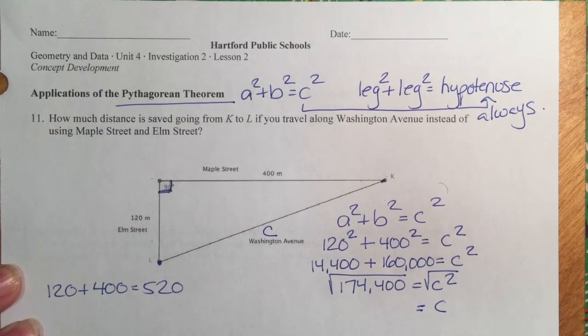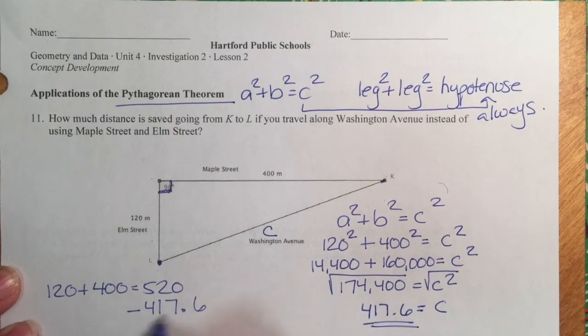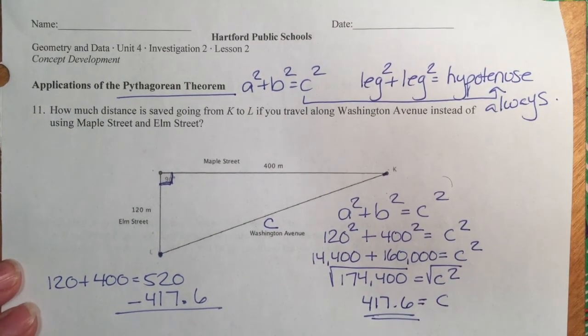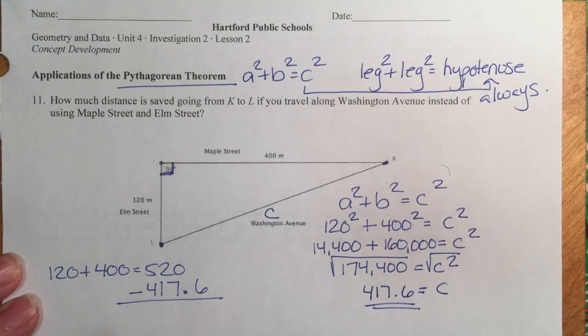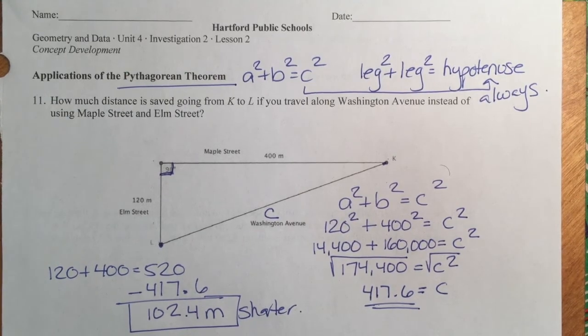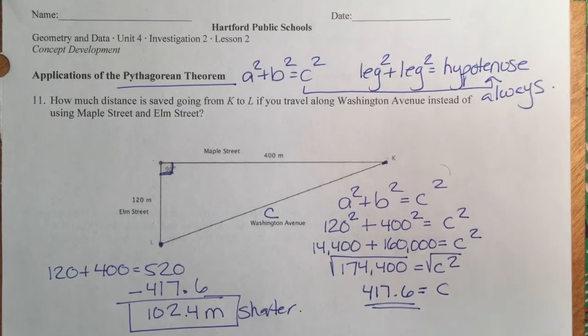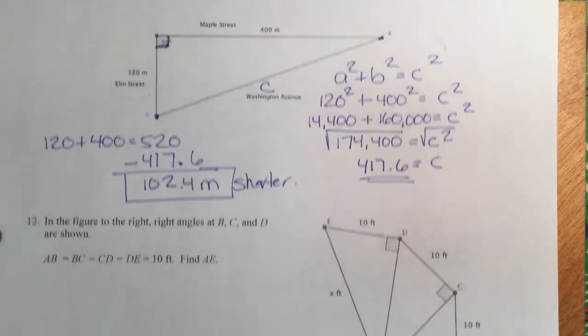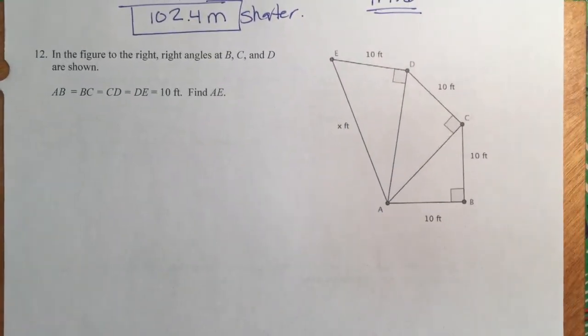C, when you square root 174,400, is 417.6 meters. That is much shorter than 520. Let's see how much shorter it is. You just subtract. If you subtract 520 minus 417.6, you have saved yourself walking 102.4 meters. Okay? So if you're not a person that likes to walk, you saved yourself a lot of walking by cutting through the hypotenuse there.